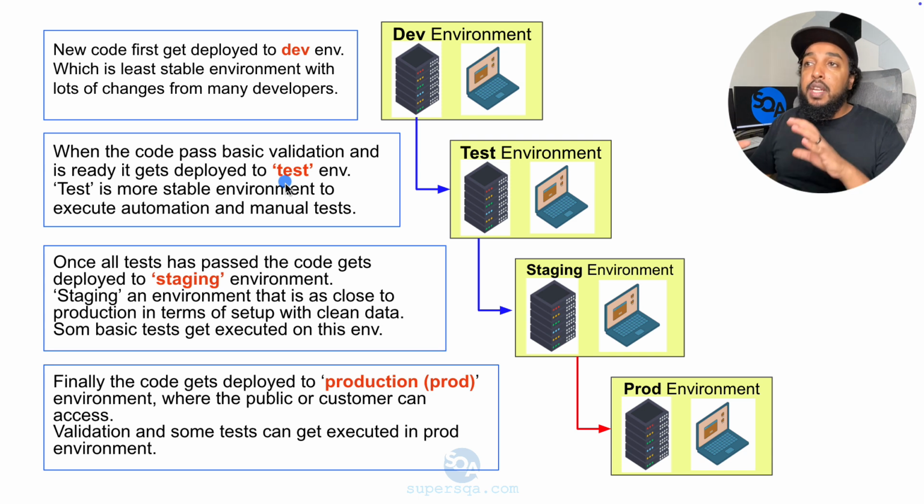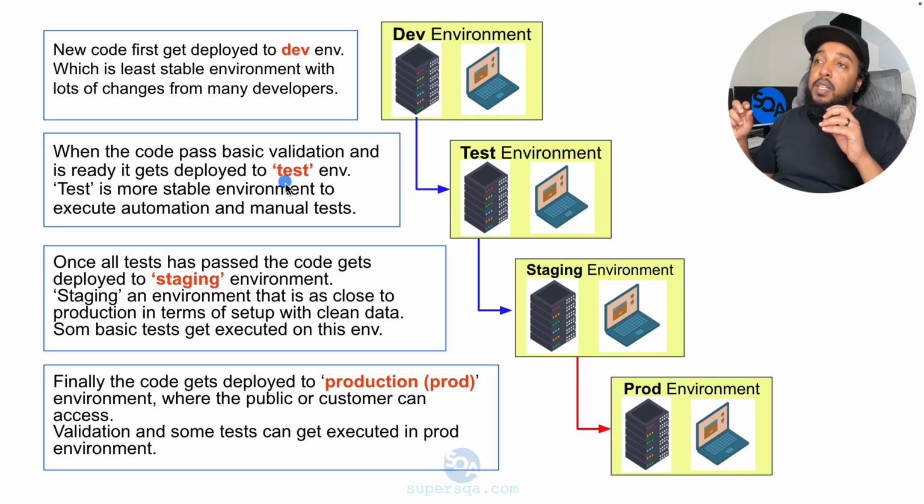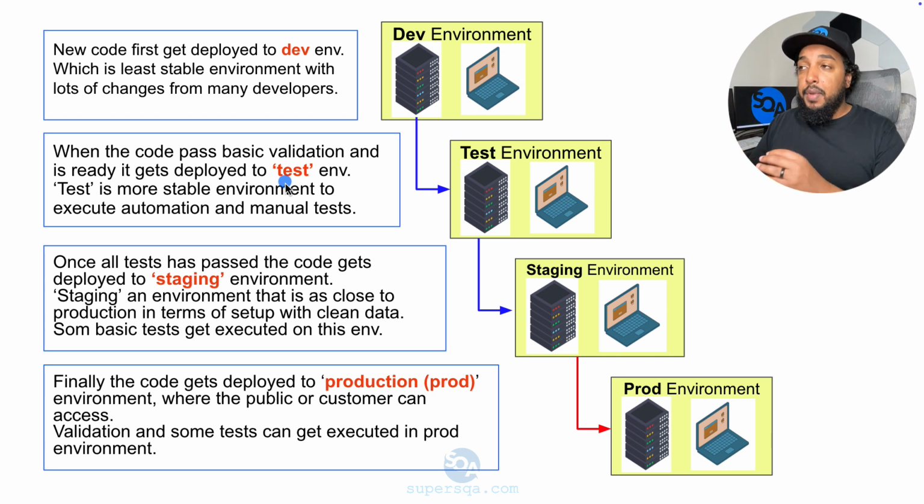The code has already been through some kind of basic tests. The developer at least looked at it in the environment. Then it goes to test environment. We do a lot of hard testing in test environment. Usually it's a much cleaner environment. So we basically run our regression test, our smoke test, all our automation. If you do manual tests, a lot of your testing also happens in this test environment.